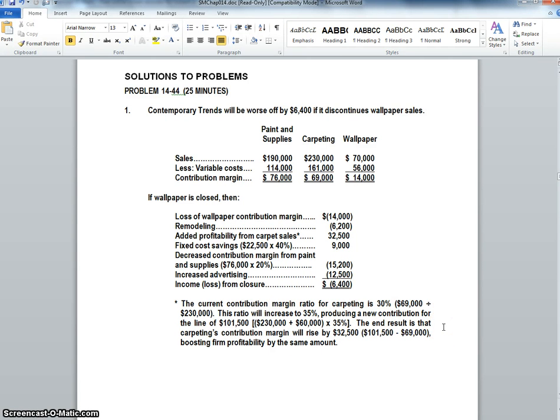So pause the video if you need to familiarize yourself with how they used that formula, how they plugged numbers in, how they played with the numbers, and they arrived at the 32.50, and then press play when you're ready to continue.